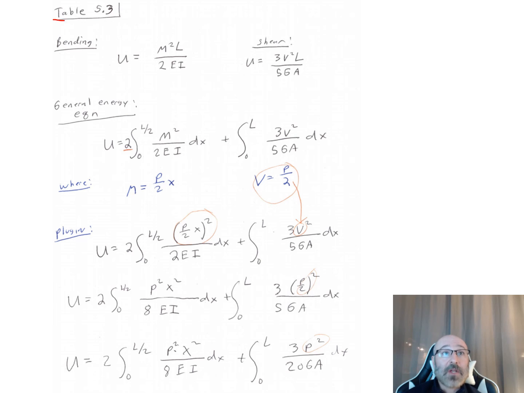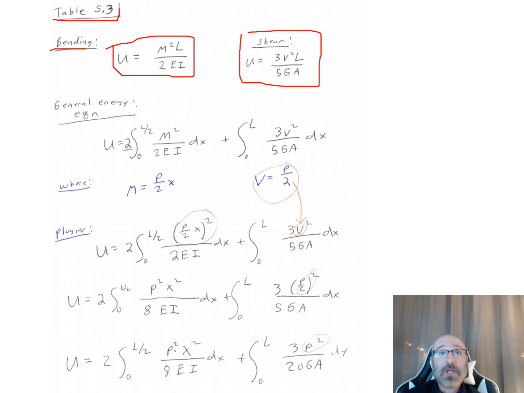So we went to table 5.3. For bending, we have the relationship that U is equal to M squared L over 2EI. And for shear, we have the relationship that U is equal to 3V squared L over 5GA.